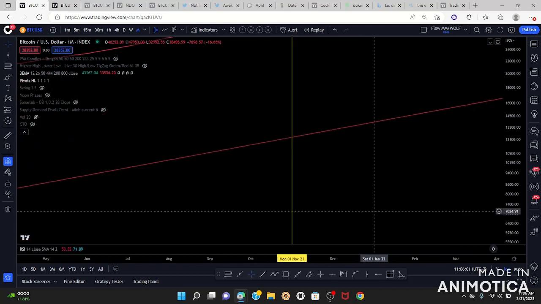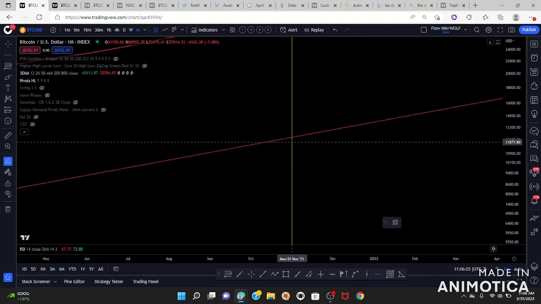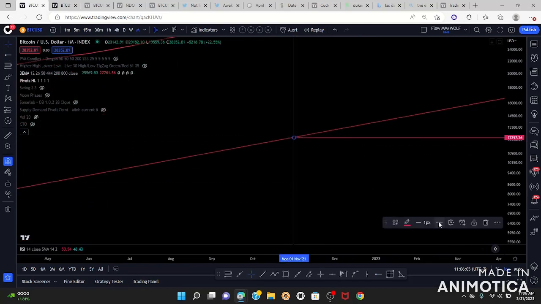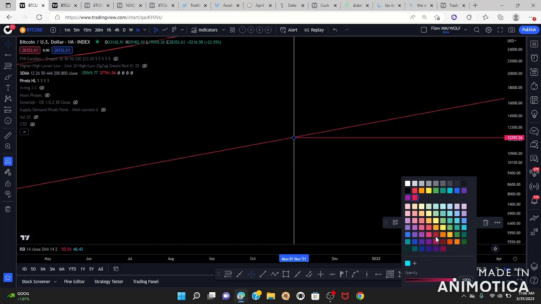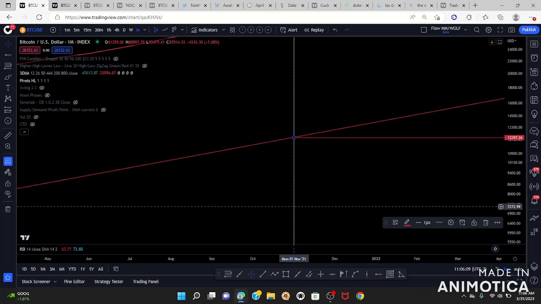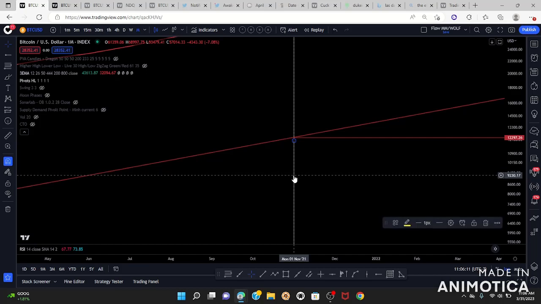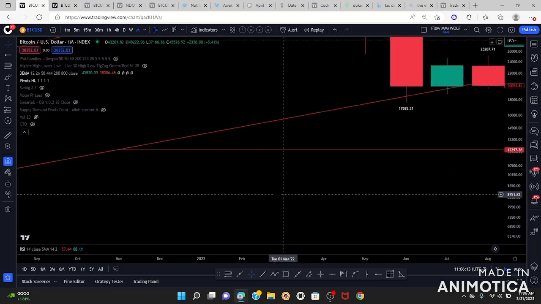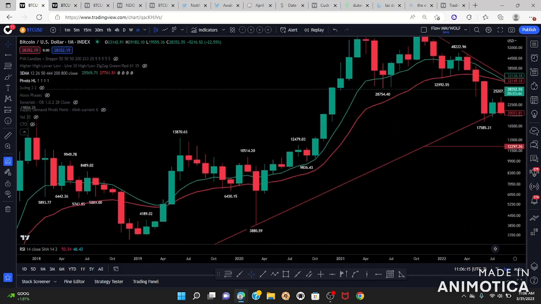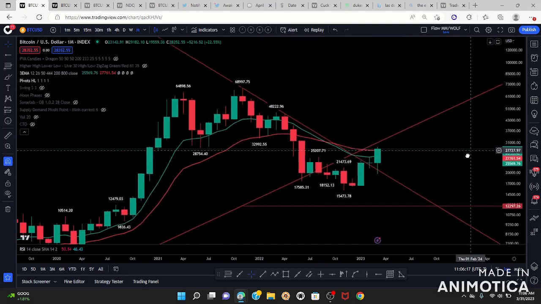So zoom in, try to get the most accurate price action. So right here, make sure you color coordinate it. So I get 12K. Wonderful. So that would be my bearish target.